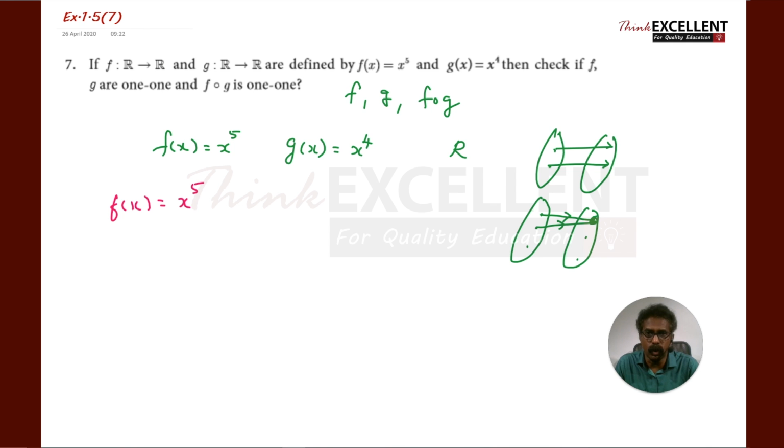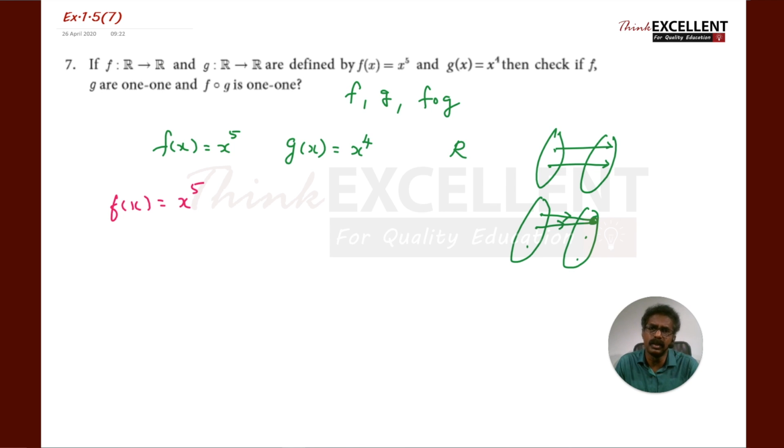So for 1, the image is 1. For minus 1, the image is minus 1. For 2, what's the image? If you put 2, 2 raised to 5 is 32. If I put minus 2, f of minus 2 is minus 2 raised to 5. First, 2 raised to 5 is 32, right? And minus 2 raised to 5, multiplied minus 5 times, is minus. So the answer is minus 32.